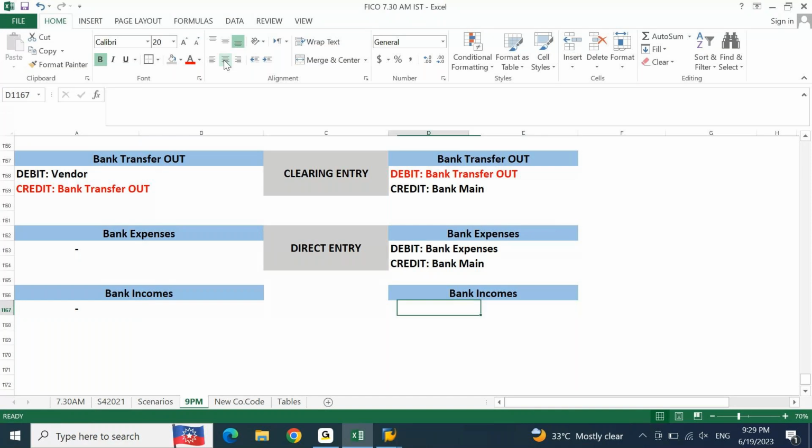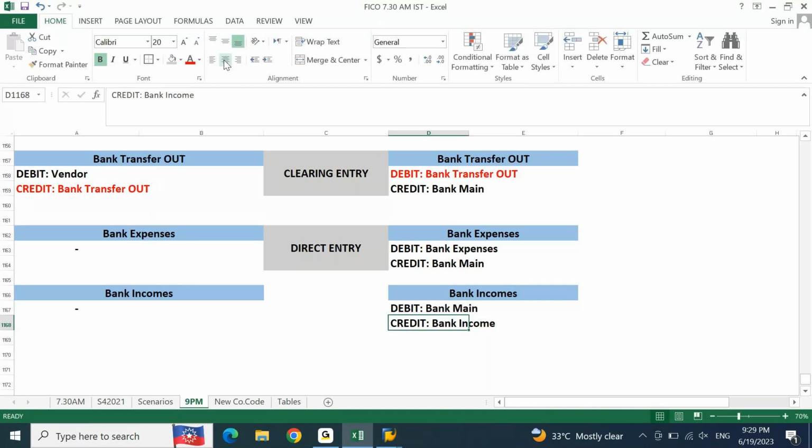When you receive any income, according to nominal account, your income received is debit or credit? Credit. Here bank main account debit, and credit is your bank income. It can be any income based on the nature of income. If it is interest received, you will put interest received account. If it is commission received, commission received. Likewise, any account which is received towards income. And the other side will be, as usual, bank main.